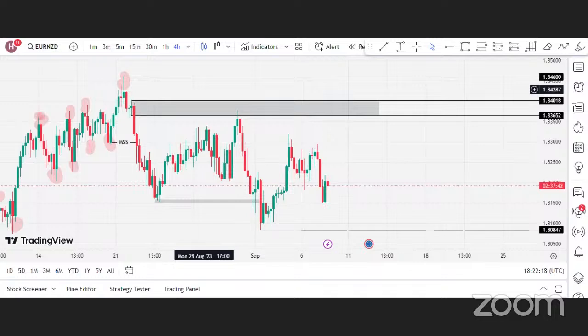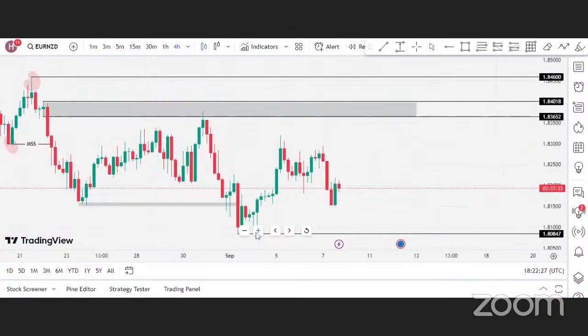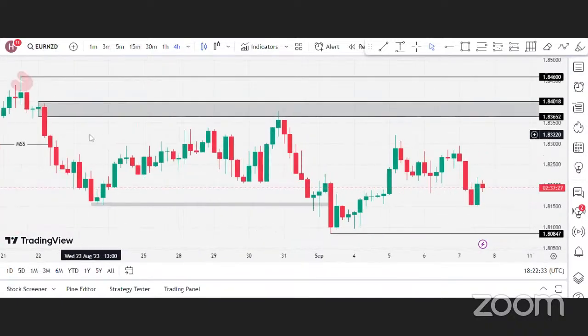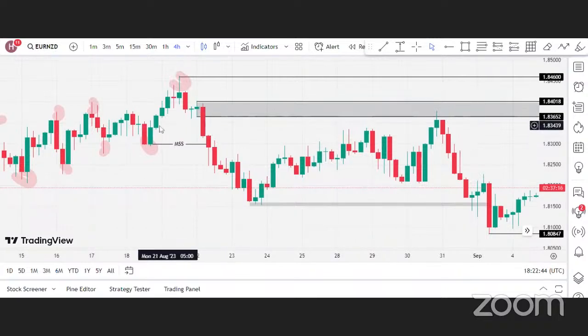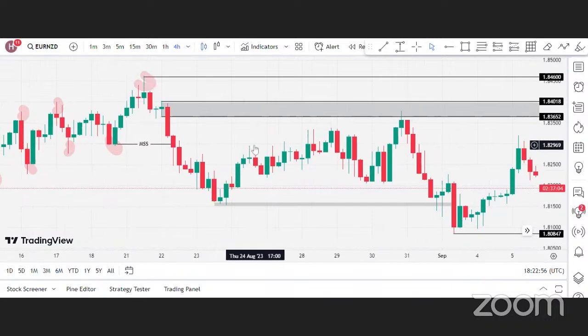Now I'll give you a small example. Let me zoom in on this. Look at this right here. Something happened around this area. Look at these whole candles, look at all the other candles. Or wait, better still, let me do it this way so that it will not be complicated for you guys.